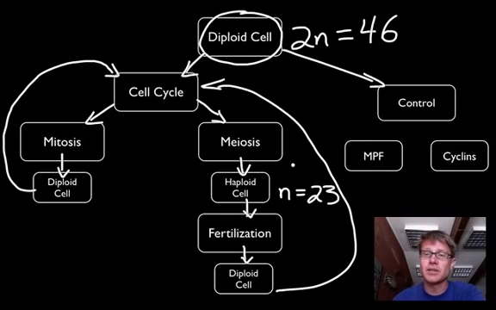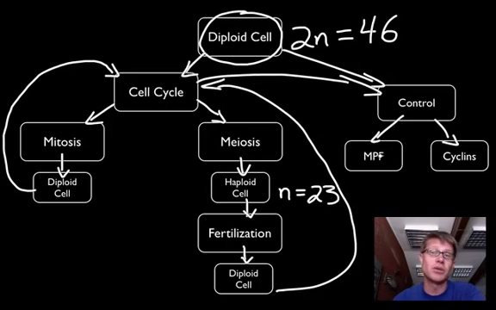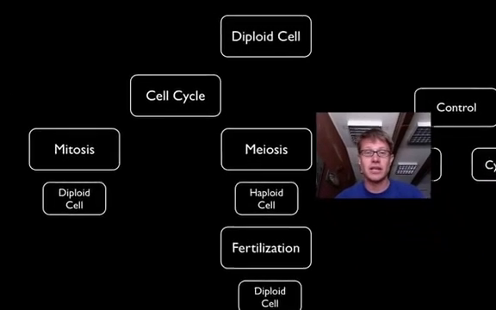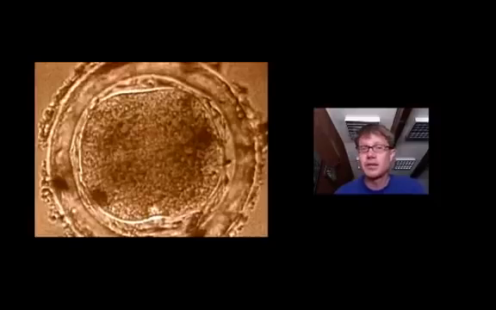I also, in this video, want to talk about how we control the creation of diploid cells, and how we use cyclins. An example of that would be the mitosis promoting factor to control the cell cycle and where it is and where it's headed next.